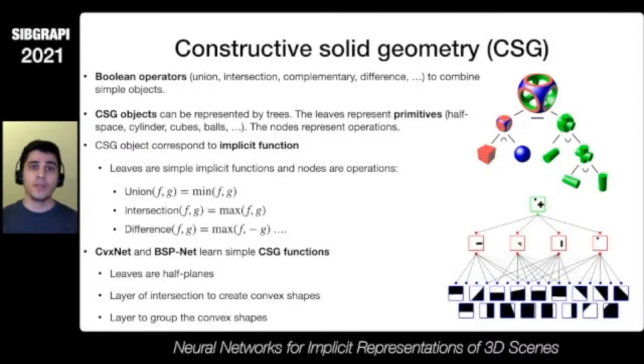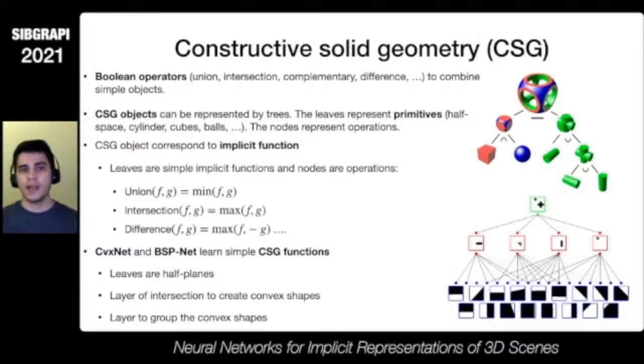A CSG object can be modeled using an implicit function. The leaves are simple implicit functions, which we call the primitives, and nodes are operations between their child nodes. Observe these operations could include union, intersection, and difference, for example. The union of two functions can be defined by the minimum between them. The intersection of two functions is defined by the maximum between the functions, and the difference of two functions is the maximum between the first one and the negative of the second one.